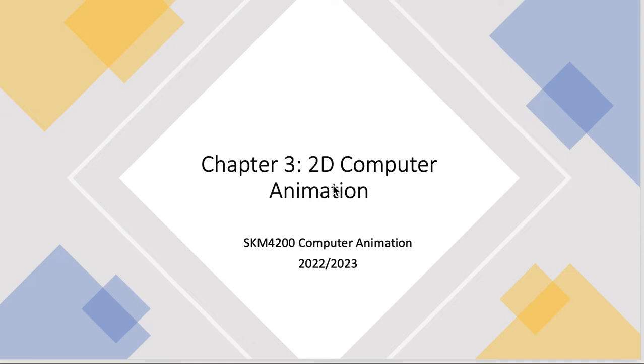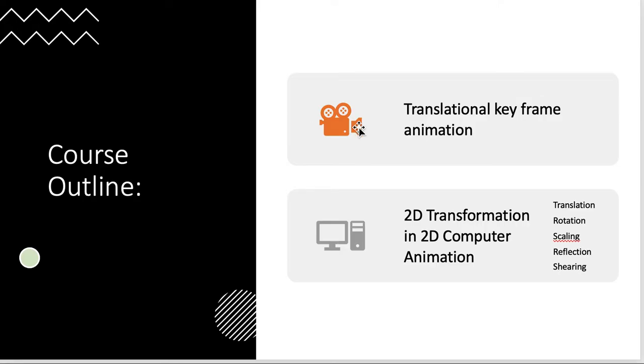So for this video, I will share with you about 2D computer animation. The course outline for this chapter is what we call Translational Keyframe animation. Basically, for this part, it's a revision of the previous chapter, and I have also added a few pieces of information on keyframe animation. In this chapter we will also look into 2D transformation in 2D computer animation, such as translation, rotation, scaling, reflection, and shearing.